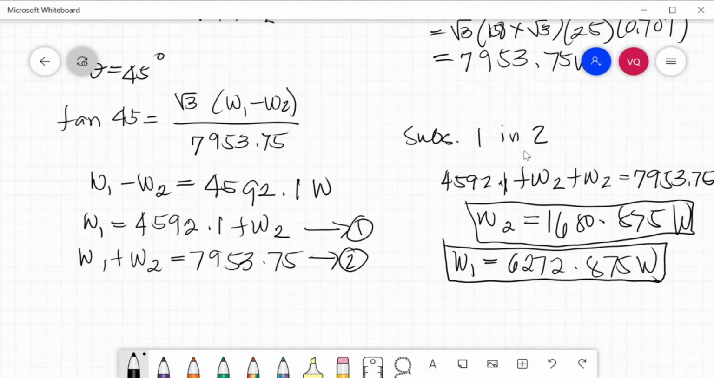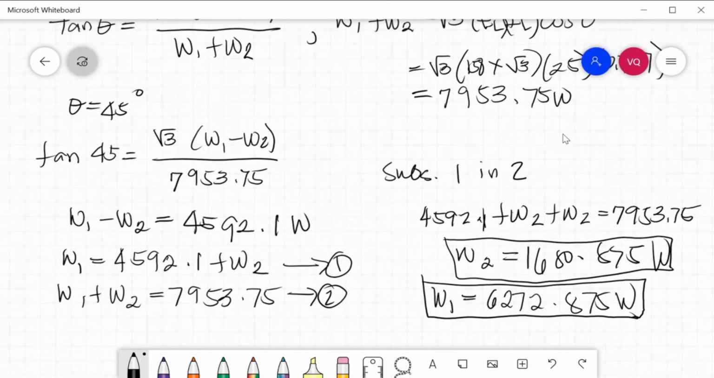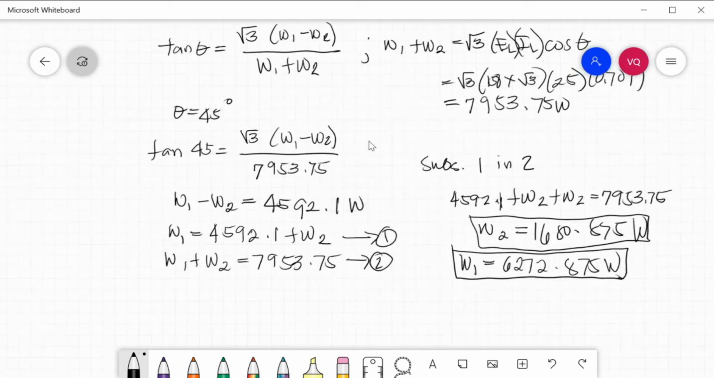So substitute equation 1 in 2. We will get 4,592.1 plus wattmeter 2 plus wattmeter 2 is equal to 7,953.75. So we can get wattmeter 2 that is equal to 1,680.875 watts. And also wattmeter 1 is 6,272.875 watts. So it is just the same readings sa nakuha natin dito sa long method. So this is the short method, yung direct substitution na.